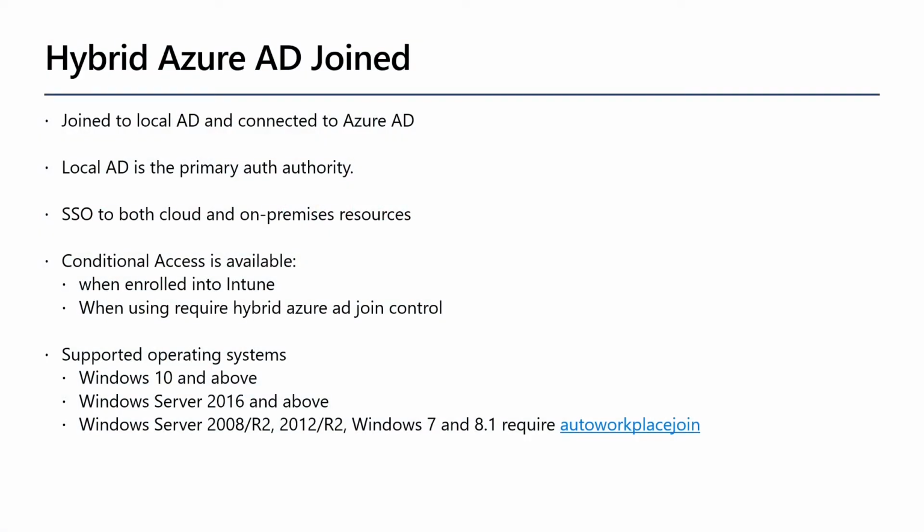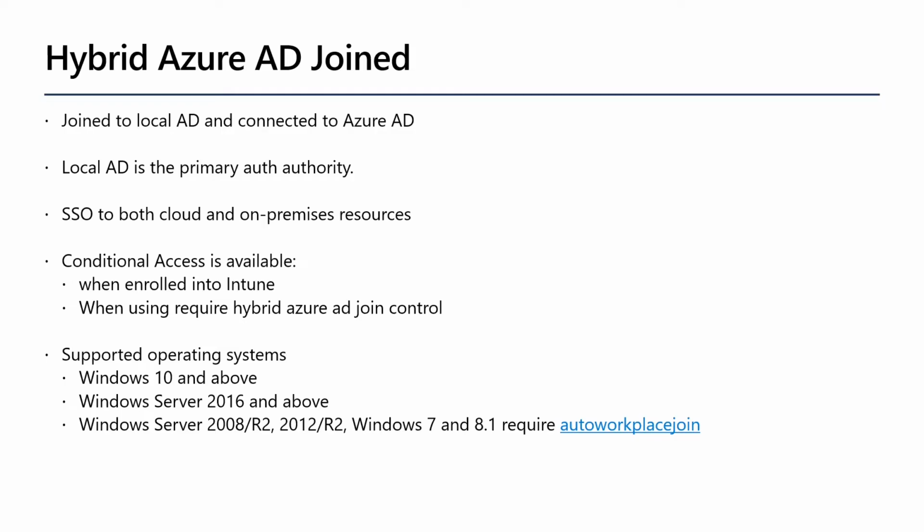If you have devices already joined to the local Active Directory and you want to extend them to Azure Active Directory, then you can configure Hybrid Azure AD Join. For Hybrid Azure AD Join, local Active Directory is the primary authority for authentication, which means once users unlock their devices, their credentials will be validated against local Active Directory, since they are joined to the local Active Directory.